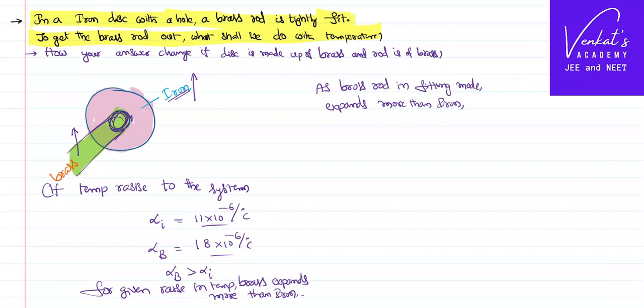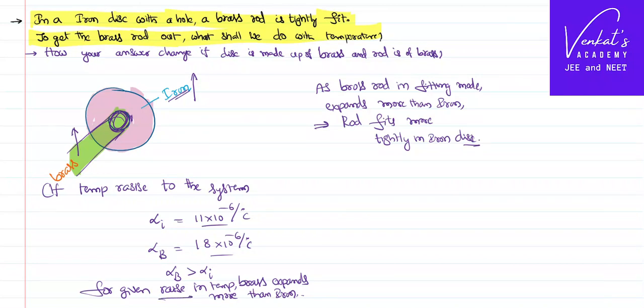It is expanding more. It's already in a tight hole and it's expanding more. This implies the rod fits more tightly in the iron disc. So if I have to remove it, we shall not raise the temperature.